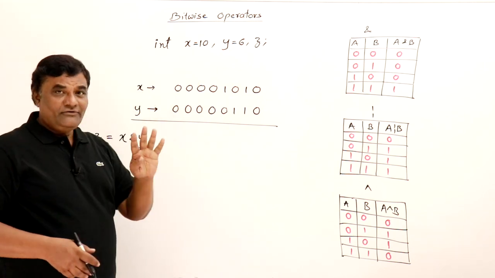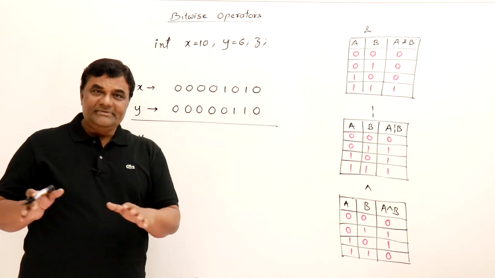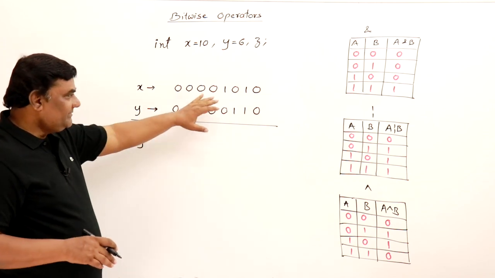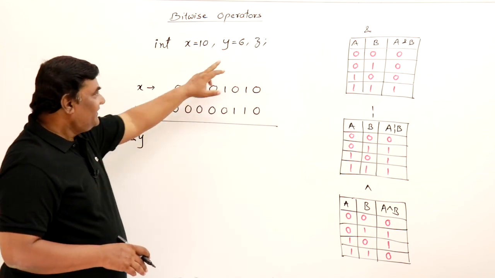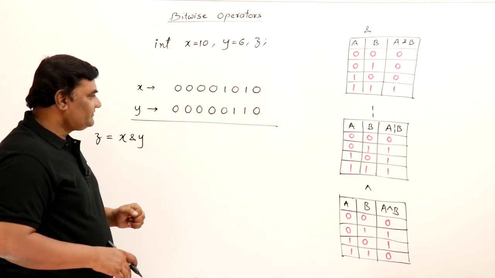Integer takes 4 bytes, so 32 bits. So all remaining 28 bits are 0. I am taking only 8 bits here, right? Then the next value is 6. 6 is 110, and all the leading bits are zeros.